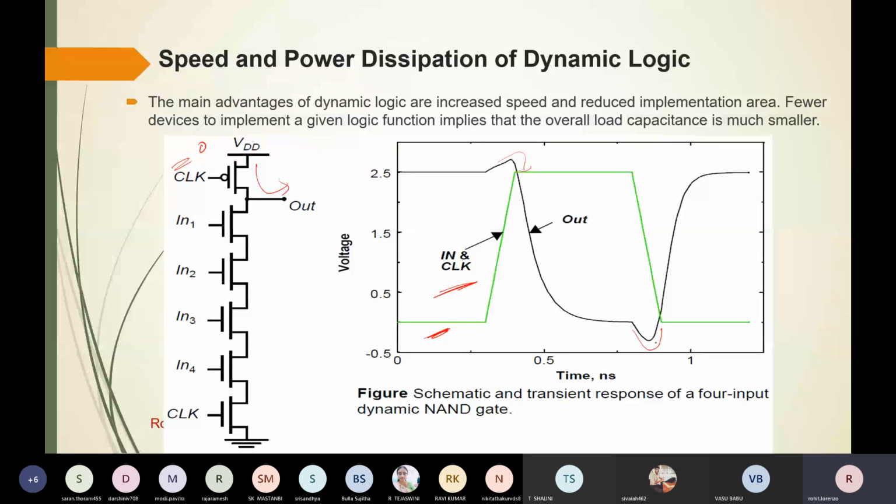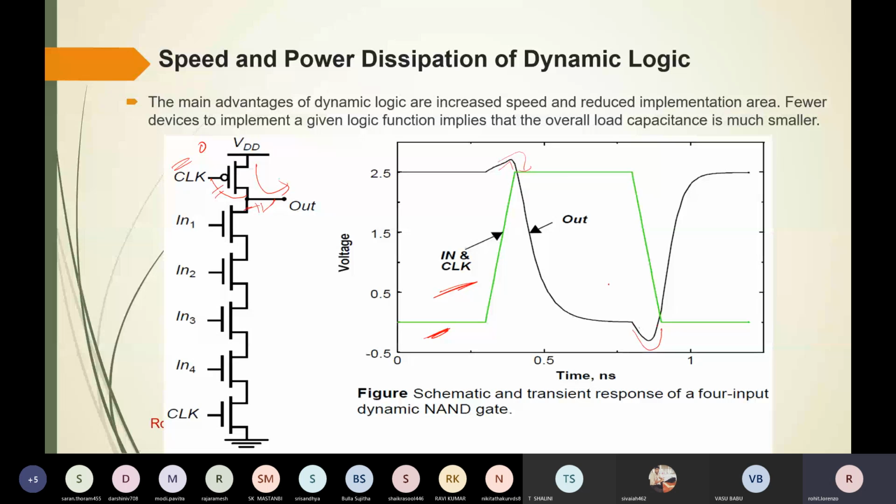Actually, this happens because of capacitive coupling. Because of this capacitive coupling, when this changes, at the changing end there is a certain rise, and here also at the changing end there is a certain rise. This happens because of capacitive coupling.